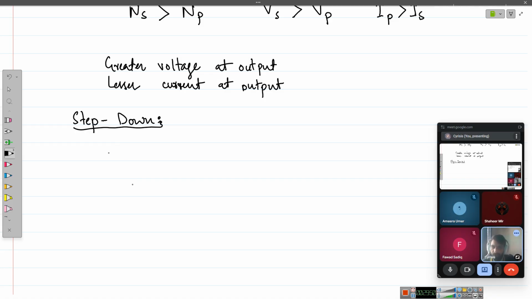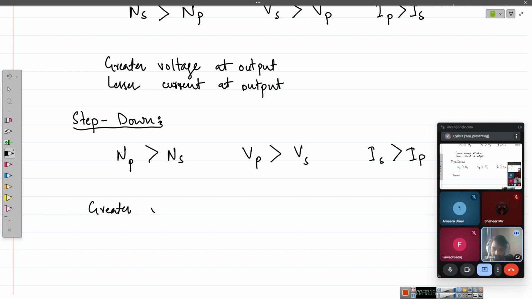So first we'll talk about this, right? In a step down transformer, we have more turns in the primary than the secondary, right? The voltage in the primary is going to be greater than the secondary one. Again, more turns means more voltage, right? And the current in the secondary would be greater than the primary, right? So keep this in mind, that greater voltage at input, or you can say lesser at output, the other way around as well, right? The converse one.